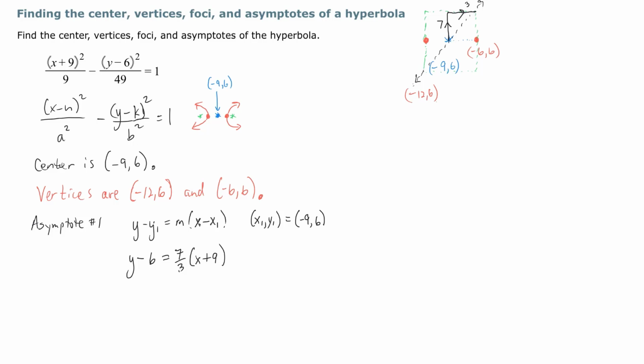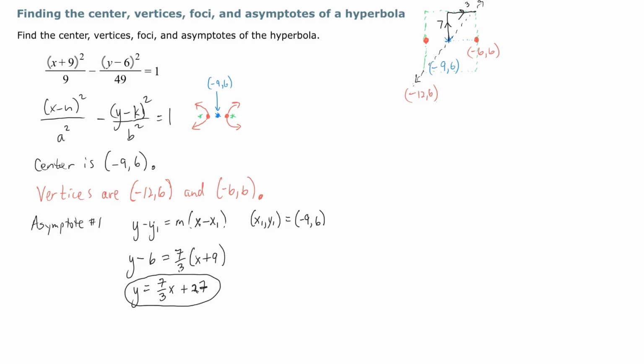If you wanted to, you could put this in y equals mx plus b form. It's not a problem. We're going to add 21 and then add 6, so 27. So there's one of the asymptotes.